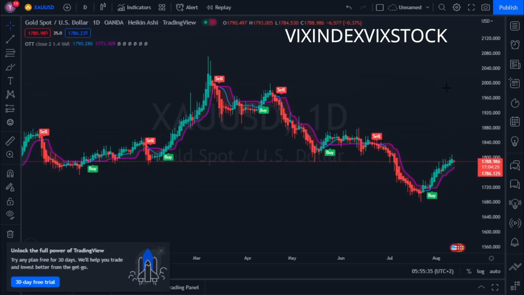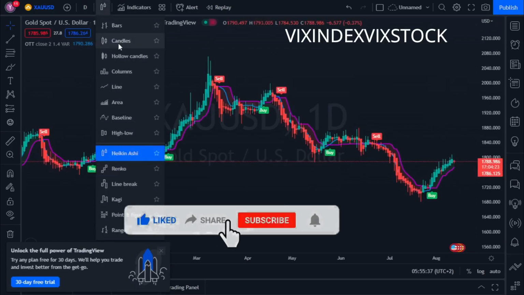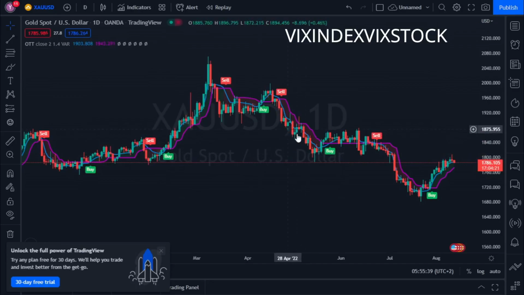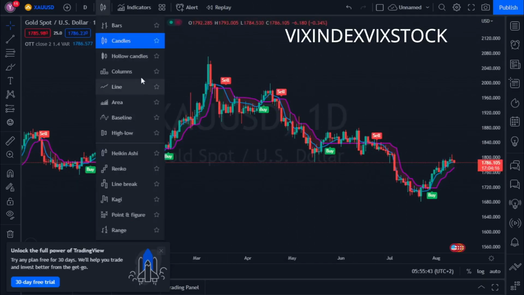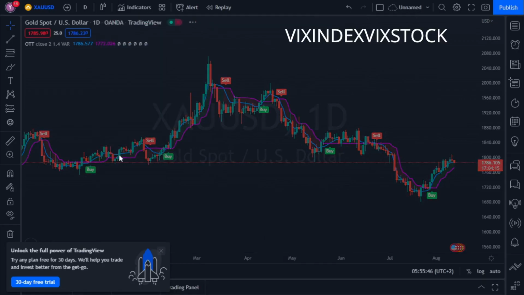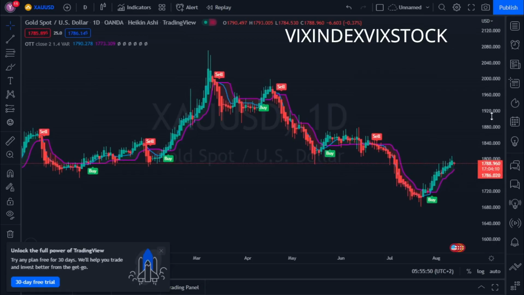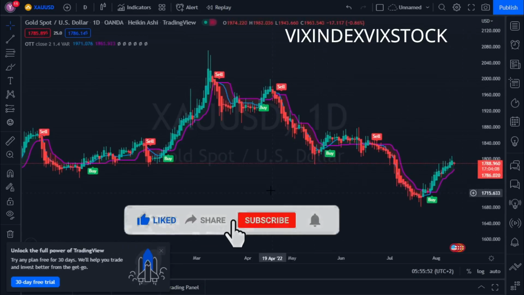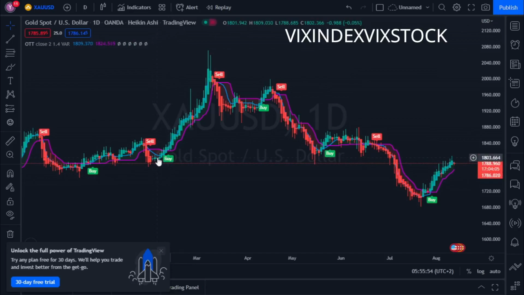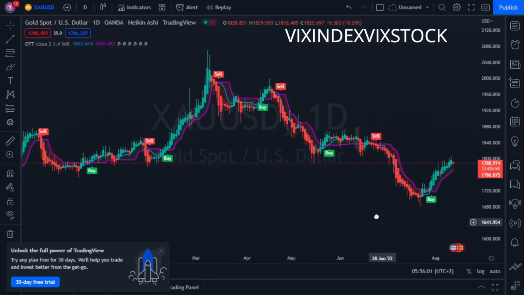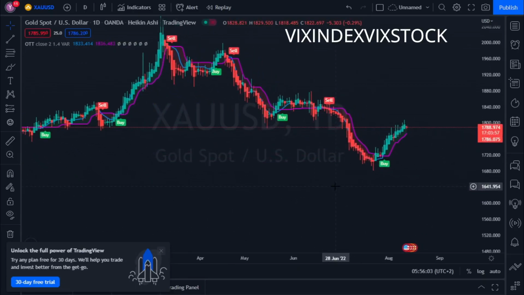It kind of filters out the noise. For example, with normal Japanese candles, you can see the noise. But if we use the Heiken Ashi, you can see we kind of filtered out the noise. So when you put the Heiken Ashi candles onto the OTT indicator, you can see we have a good recipe for something good there.